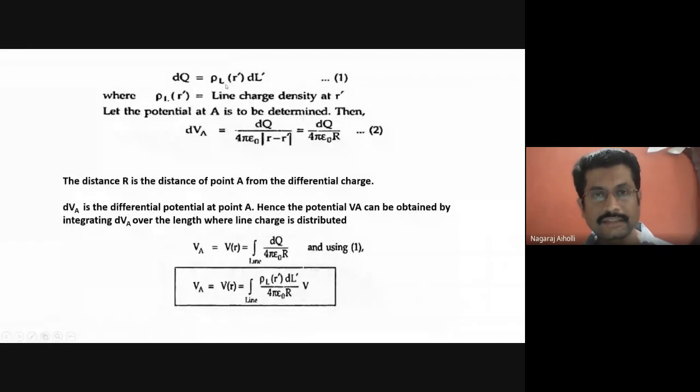As the line charge density is modified to rho_l into r', dq will be equal to line charge density into dl', because line charge density is charge per unit length. That is, rho_l r' is dq by dl', or dq equals rho_l r' dl'. Take it as the first equation, where rho_l r' is the line charge density at r'.